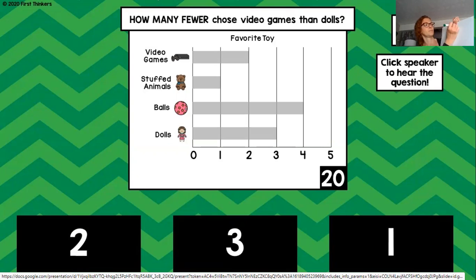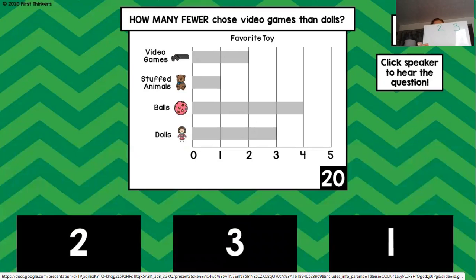Good job, 2. How many people chose dolls? 3. All right, so we could look and compare, but it's hard because look, there's stuffed animals and the balls are in the way. We could look, we know video games has 2 and dolls has 3. So let's see, they both have 1. They both have 2. Do they both have 3? No, they don't. So how many extras are there? Just 1.